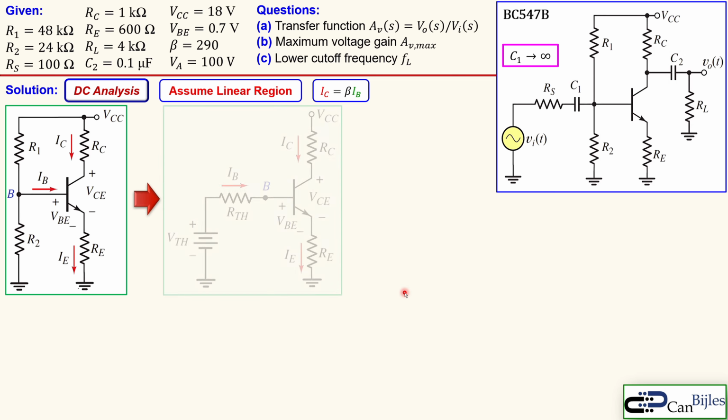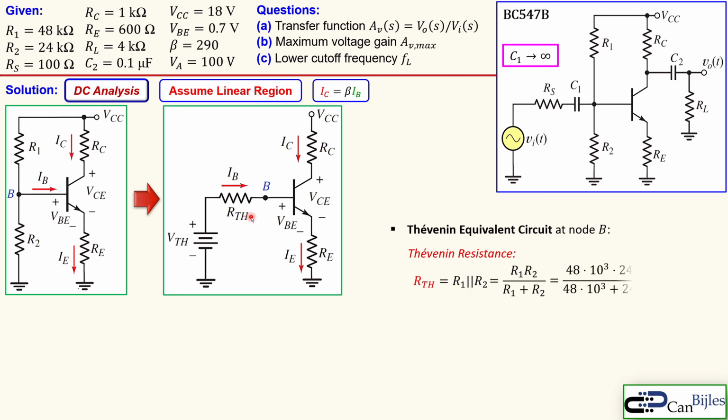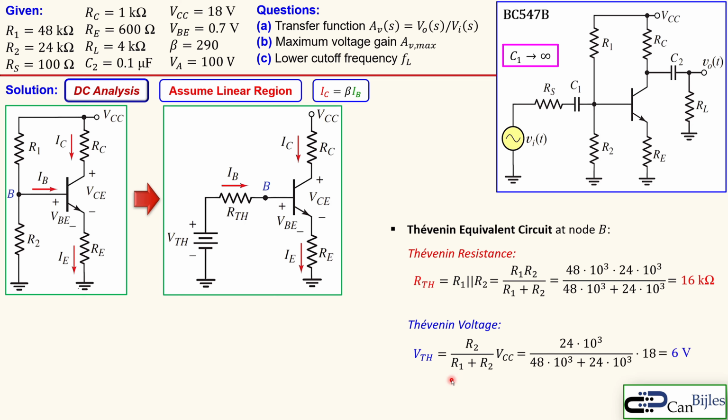And then we convert that to a Thevenin equivalent circuit. So this R1 and R2 and a Thevenin voltage here at this node B. And that's given by these expressions. So the parallel combination of R1 and R2 will make this. And that will result in 16 kilo ohm using the values here. And the Thevenin voltage is just the voltage divider rule here, R2 over R1 plus R2 times the VCC. Again, the exact same procedure as we have done in the previous example, and that will give us 6 volts.